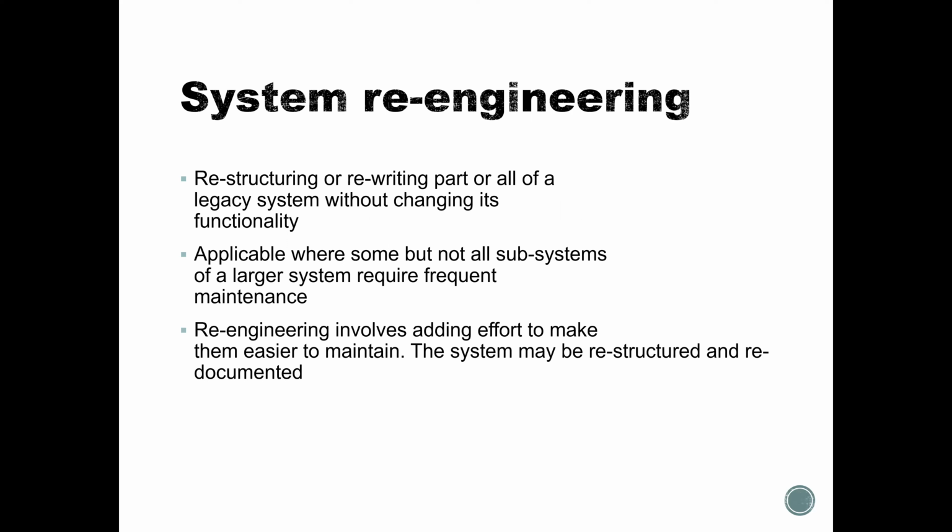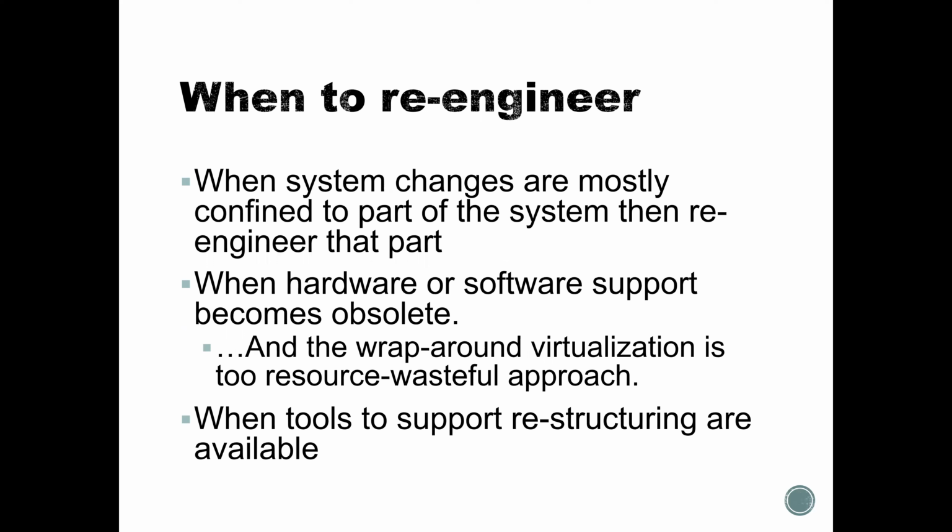We also have system re-engineering. Basically, system re-engineering is restructuring or rewriting a part, or all, of the legacy system without changing its functionality. So you want to restructure or rewrite the legacy system without changing its functionality. Moreover, it is applicable where some part, not all subsystems, of a larger system requires frequent maintenance. Re-engineering also involves adding effort to make them easier to maintain. The system may be restructured and re-documented.